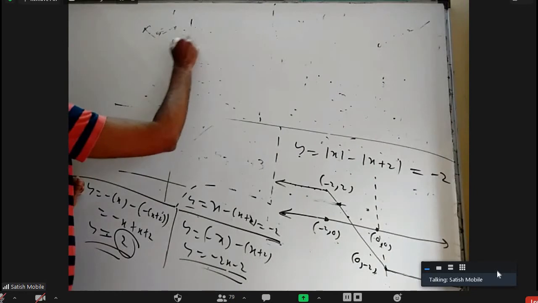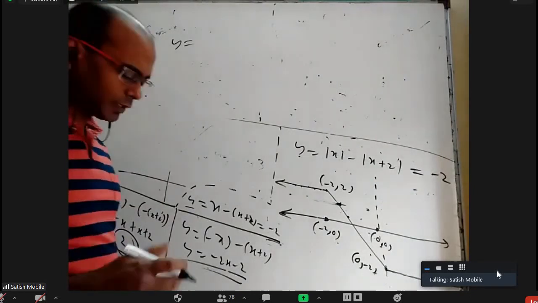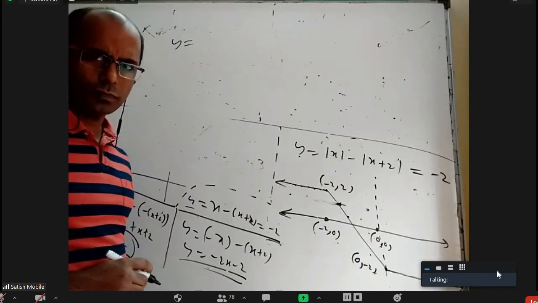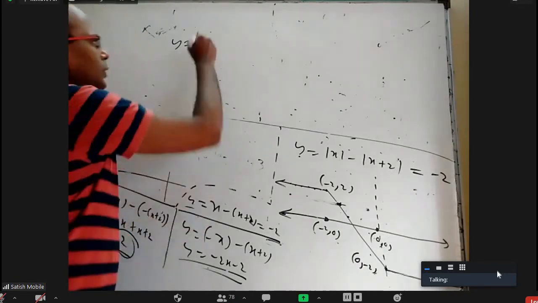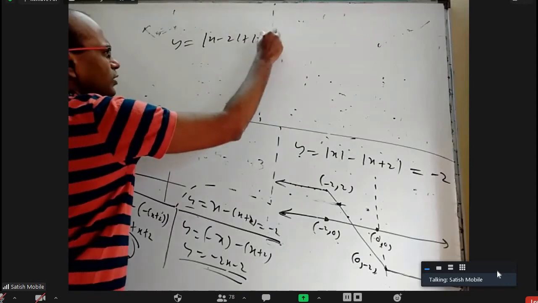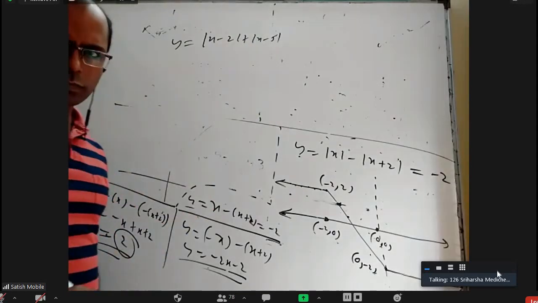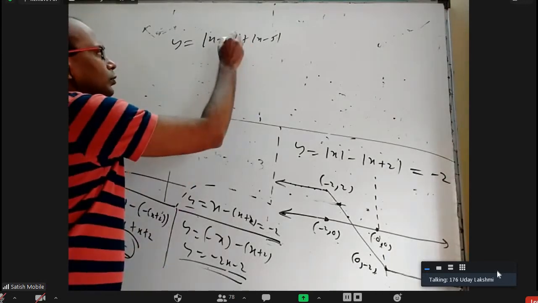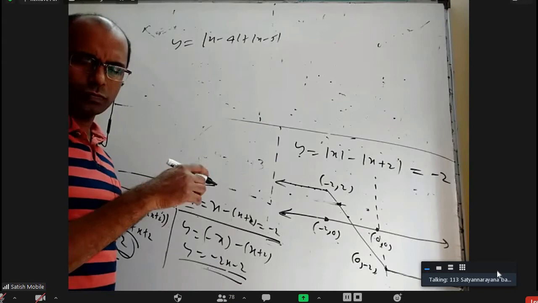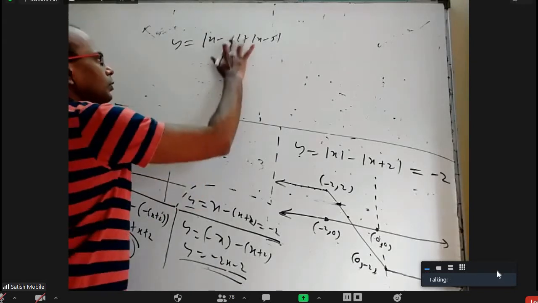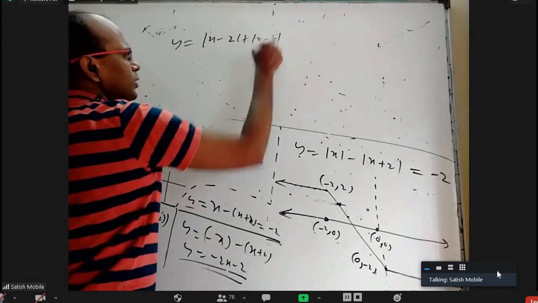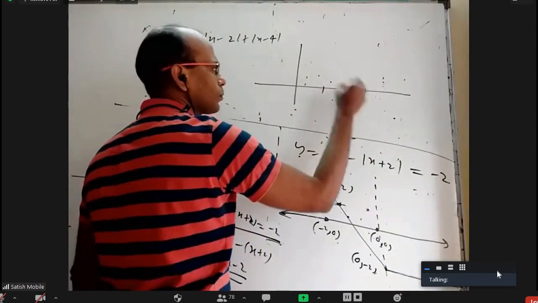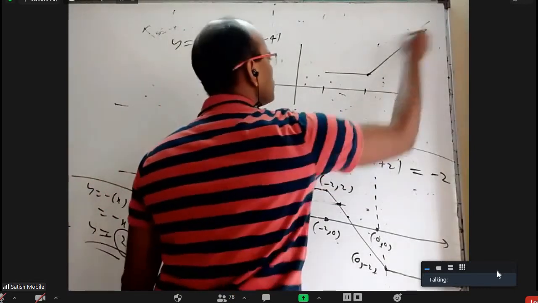When I take y is equal to, what is the 8th question? What is there? The mod of and all that. Mod x minus 2 plus mod x minus 4. Yes, sir. 4 and 5 or 2 and 4? 2 and 4. Okay. Mod x minus 2 plus mod x minus 4. The graph of that is this graph.